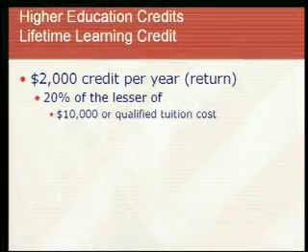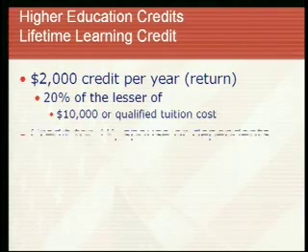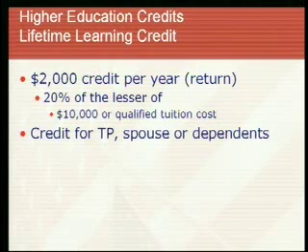Okay, now we want to look at our other education credit, which is the Lifetime Learning Credit. This is a $2,000 credit per year, okay? And then it's 20% of the lesser of $10,000 of qualified tuition costs. So basically the maximum cost that you can take on this is going to be up to $10,000 worth of expenses, and then you're going to take 20% of that. So therefore that gets you to the $2,000. This credit, you can take it for yourself, your spouse, or any dependents, okay?